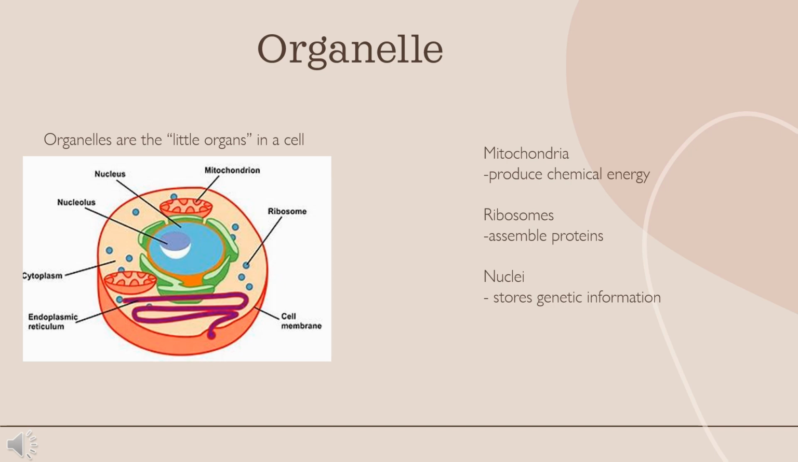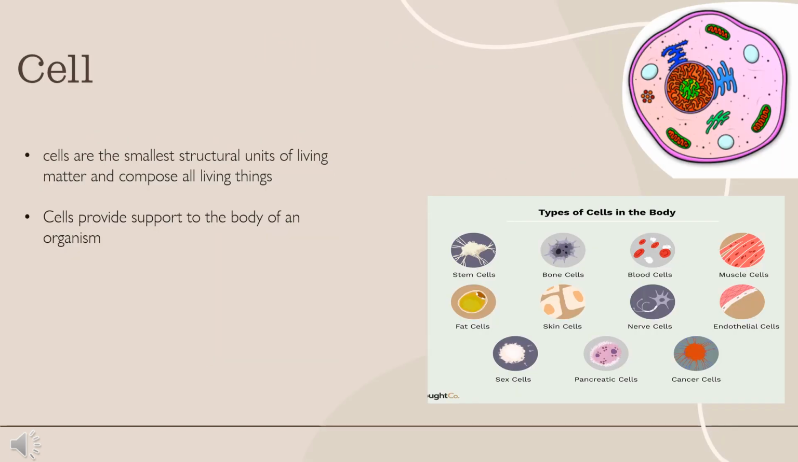stores genetic information. Cells are the smallest structural unit of living matter and compose all living things. Cells provide support to the body of an organism and function for all living things. Each cell is made up of a membrane, a nucleus, and a cytoplasm that houses the organelles that are required for the cell to function properly. There are many different types of cells in the body that perform different functions.